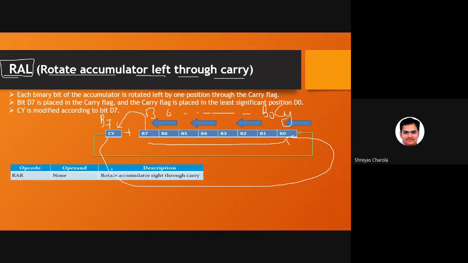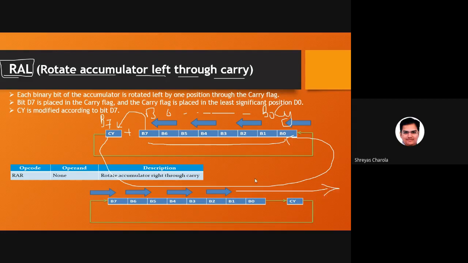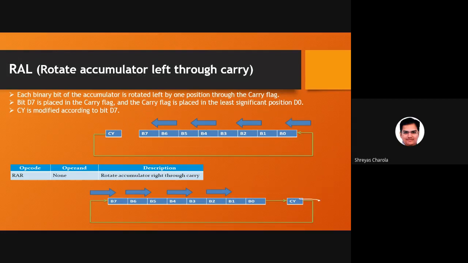In the rotate right with carry, the bit will go from here to here, and each bit will be shifted, and the B0 bit will go to the carry, and the carry will come into B7. Do you understand the rotate operation with carry and without carry? Understand the operation with carry and without carry, all of you?